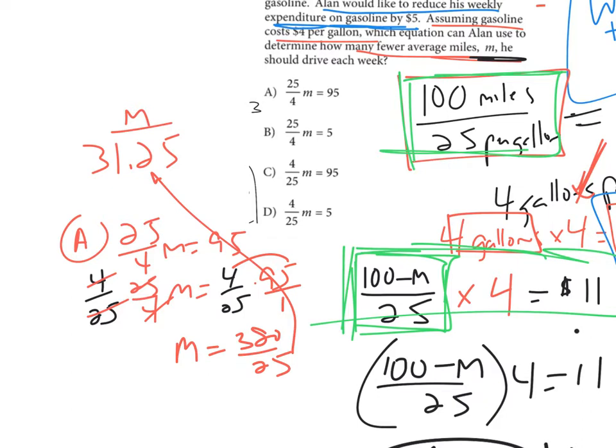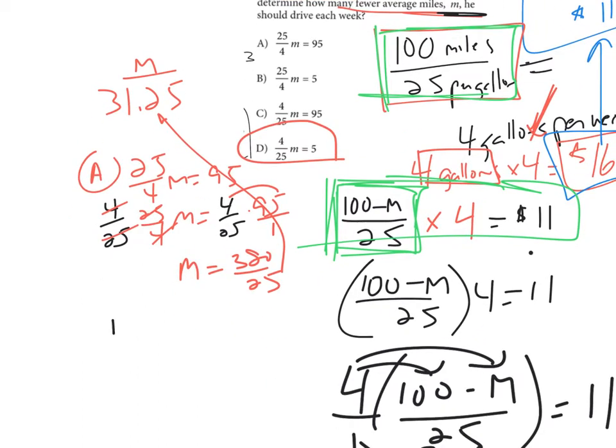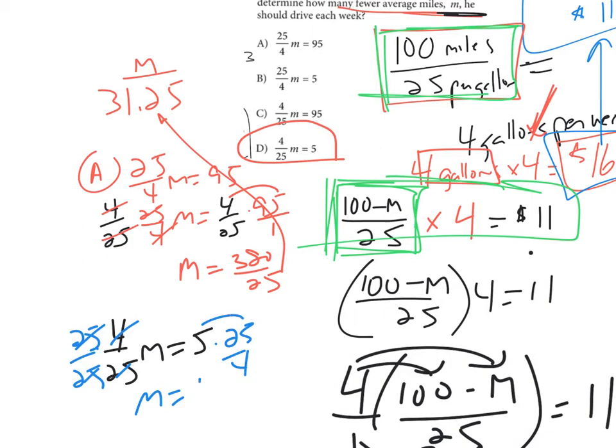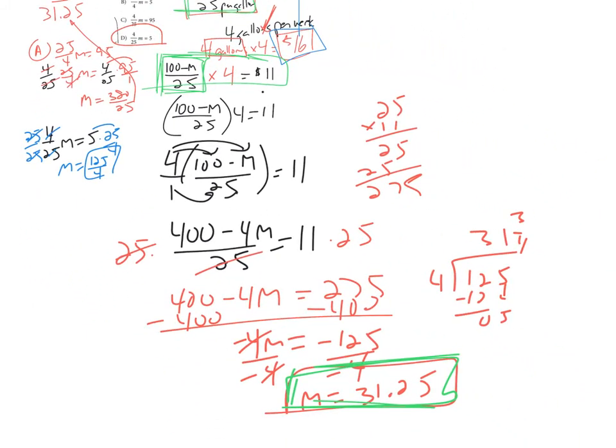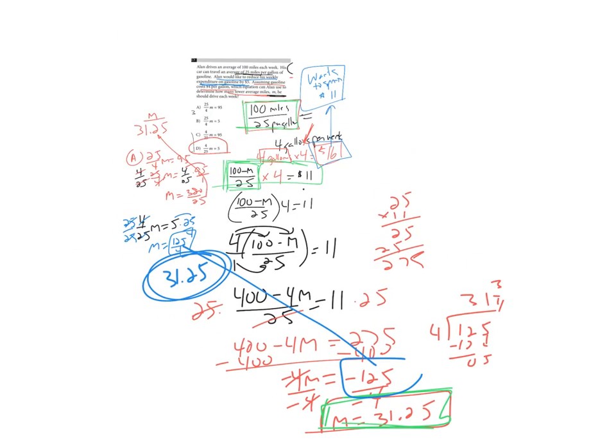Here I believe, if you go about solving letter D, if I take 4/25 times m equals 5, if I multiply both sides by 25 over 4, here I'm going to be left with m is equal to 125 over 4, which is what I got before. 125 over 4, or 31.25. So here your answer is going to be letter D.